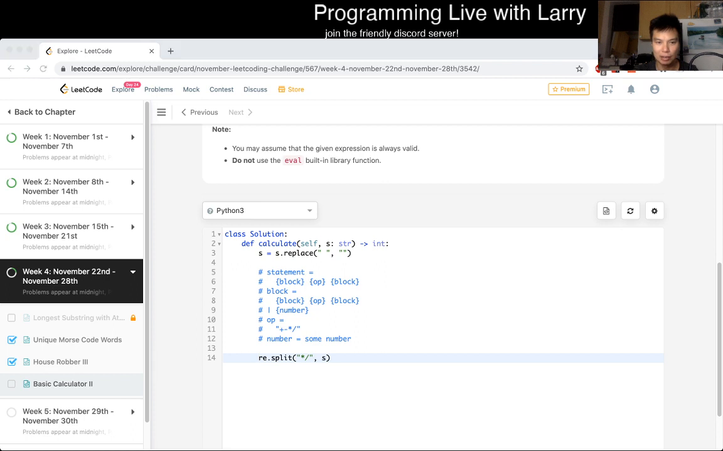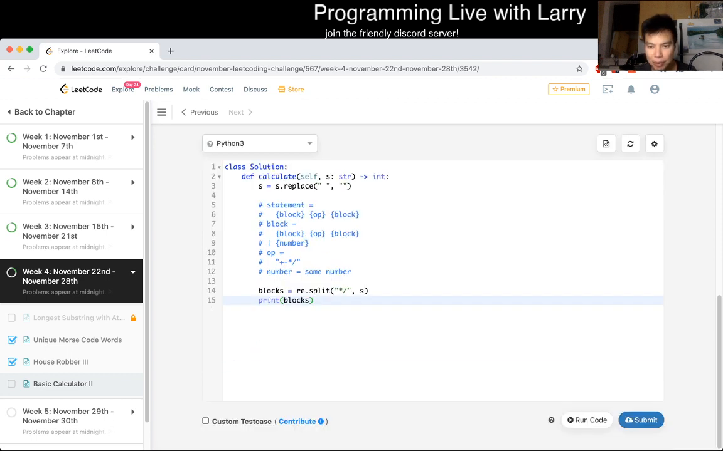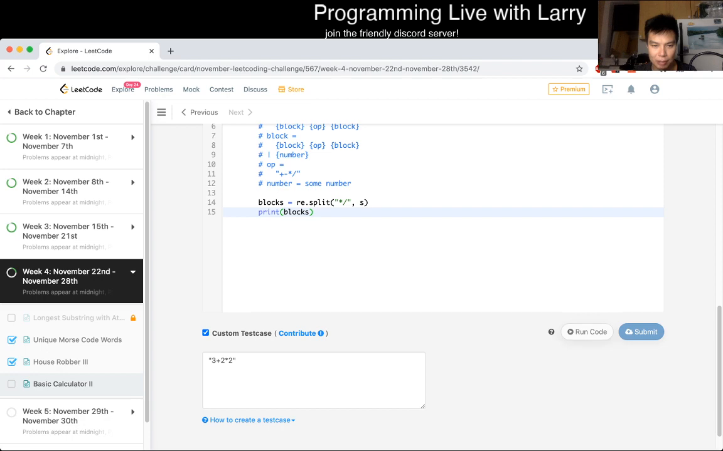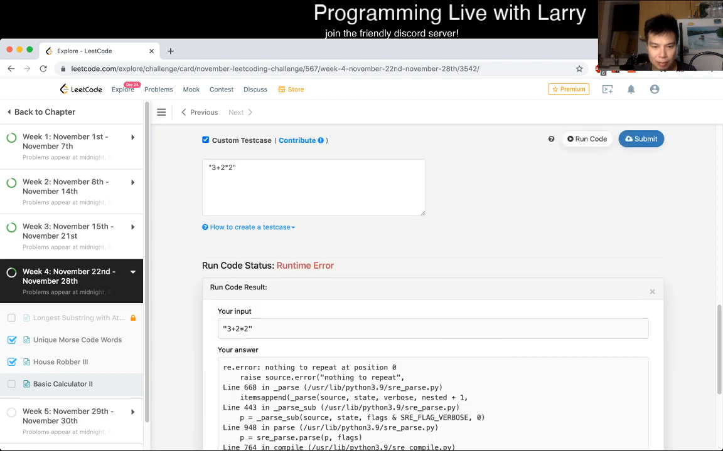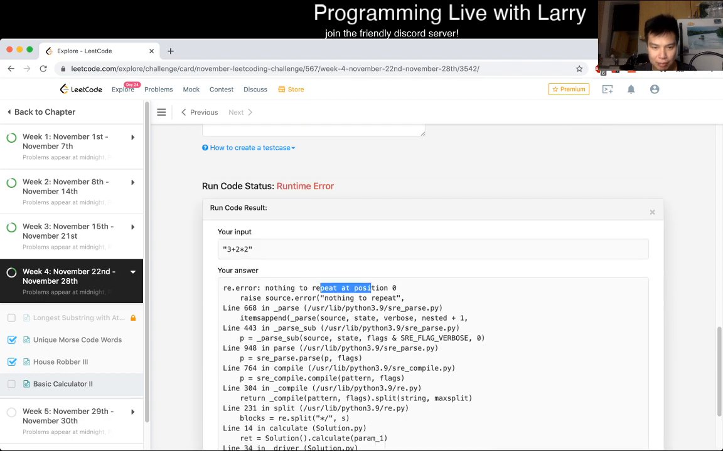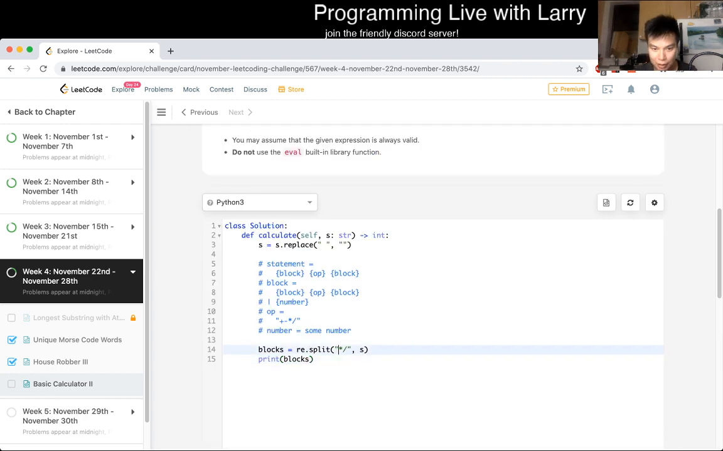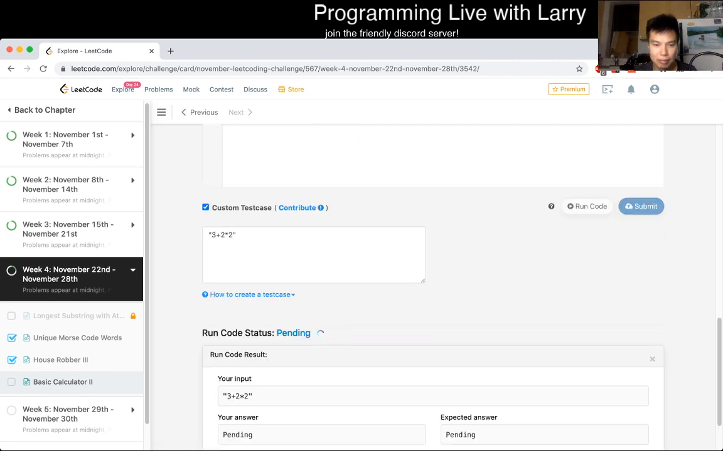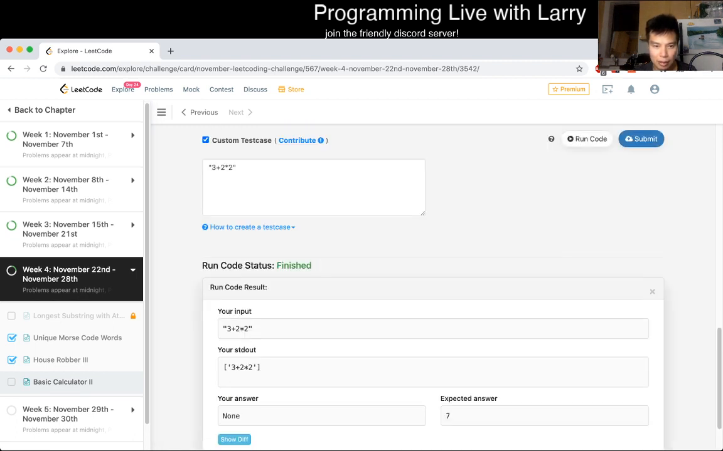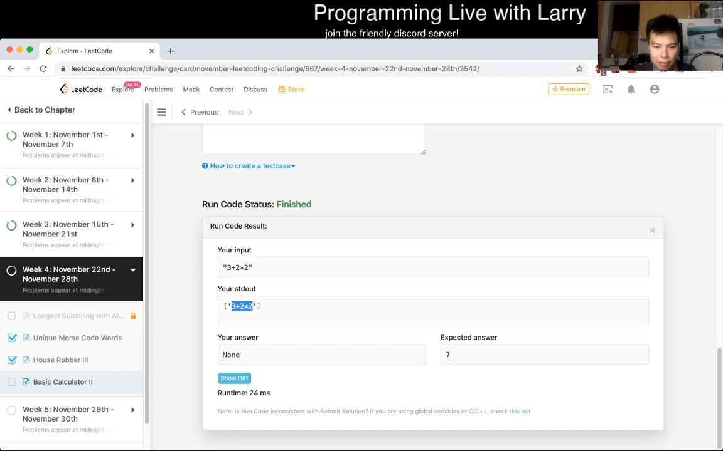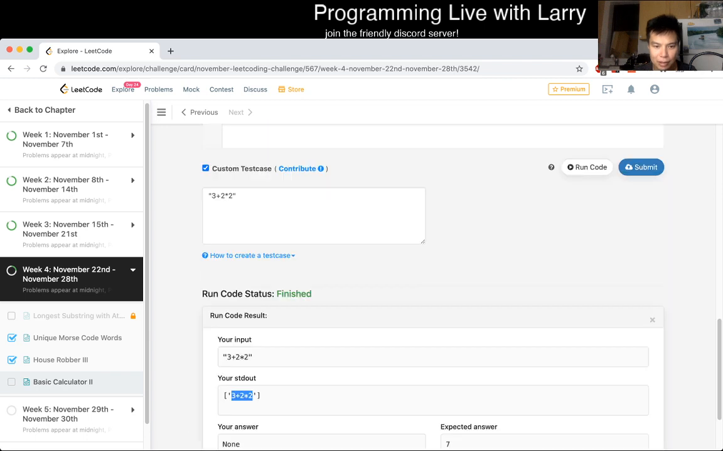So now when we split it by this, let's say these are different blocks. We could print them out just for debugging because I want to make sure that this is right. Nothing to repeat at 0. What? Oh, I have to escape them, that's all. Okay, so that's not good.